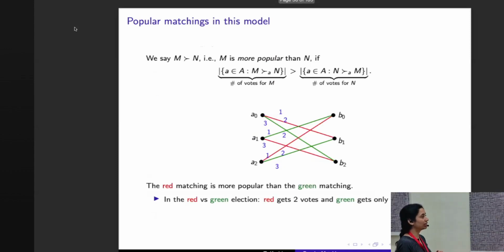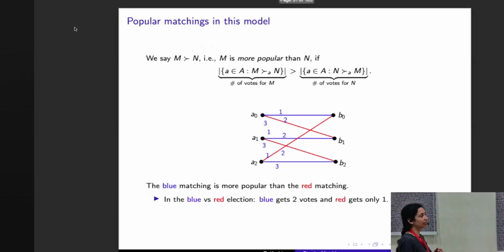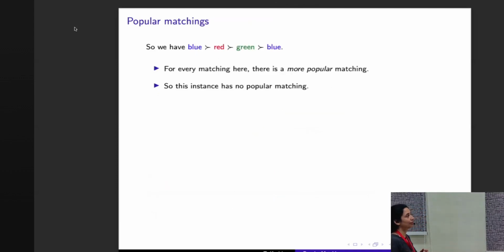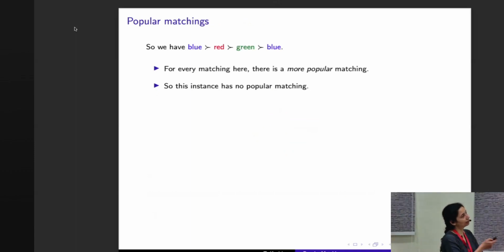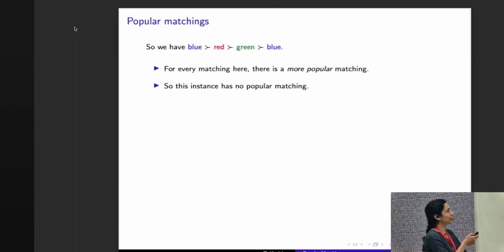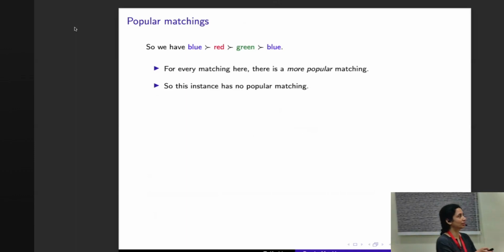And when we hold elections between the red and green matchings, the red matching is more popular than the green matching. And when we hold elections between the blue and red, blue is more popular than the red matching. So we have blue defeats red, defeats green, defeats blue. So for every matching here, there is a more popular matching. So this instance has no popular matching.